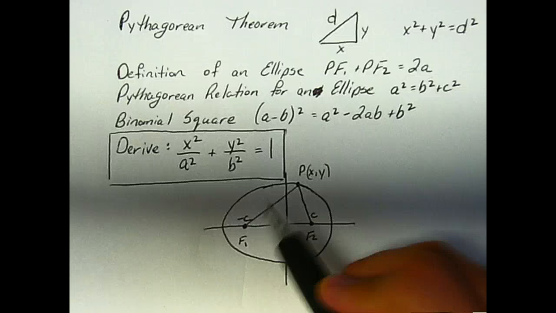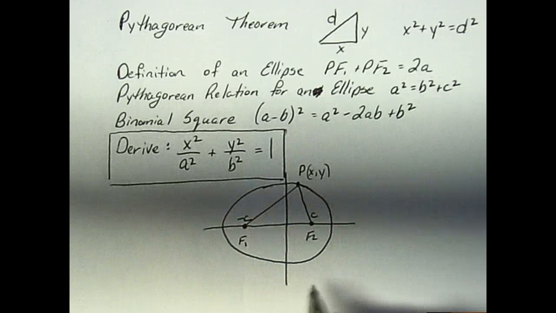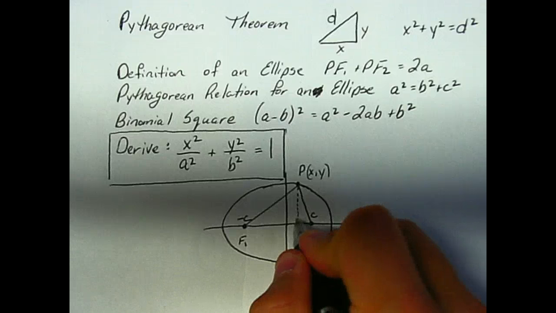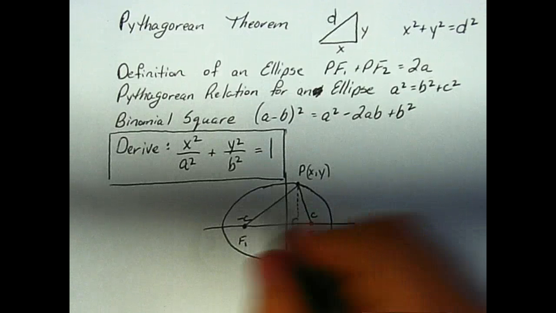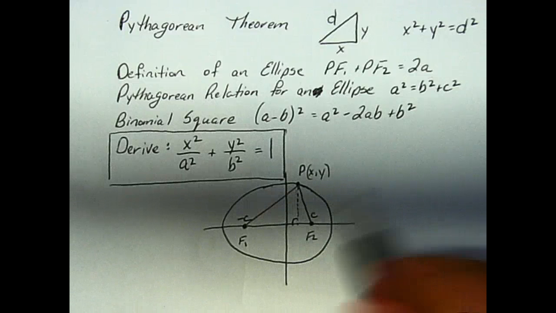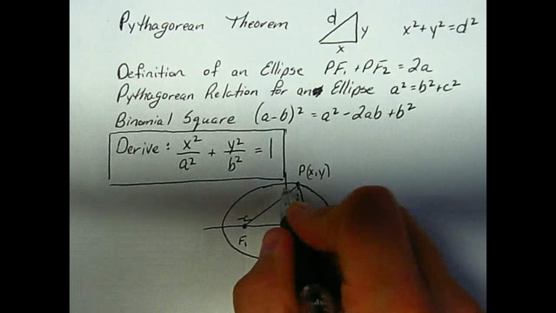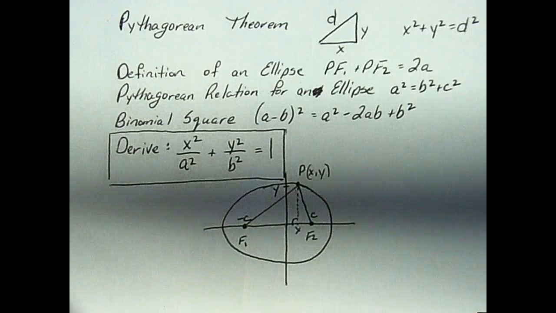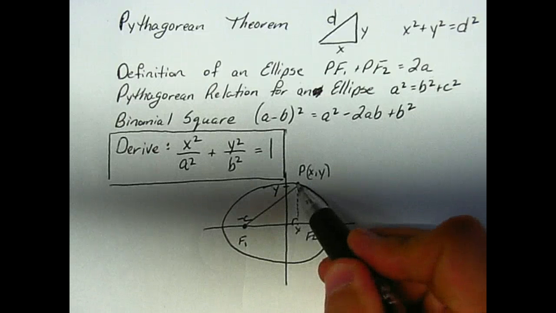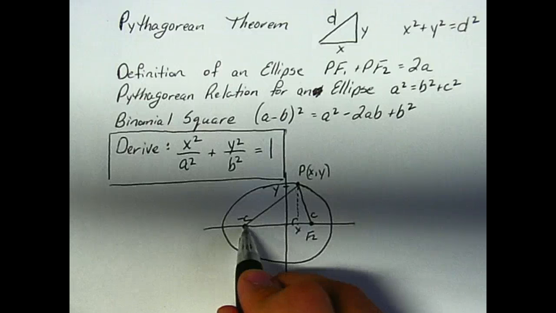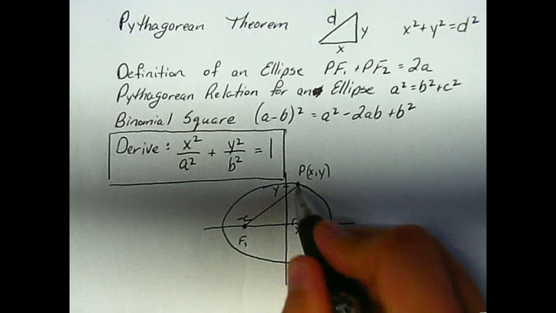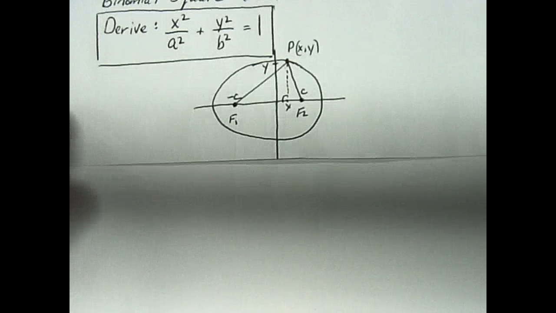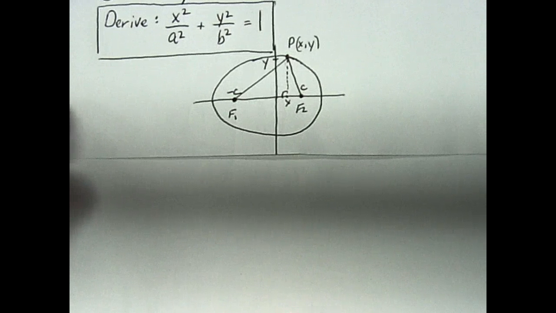So what we'd like to do is find the distance from our first focus to our point. So we're going to use the Pythagorean theorem there. And if I draw a vertical line down from our point to the x-axis, I'm going to make two right triangles, one here and one here. And the distance from here to here we know is x, and the distance from here to here we know is y. Okay, so the distance from F1 to P, our first focus to our point, is going to be from here to here squared plus here to here squared is going to give me that distance squared. So let's go ahead and find that distance here.